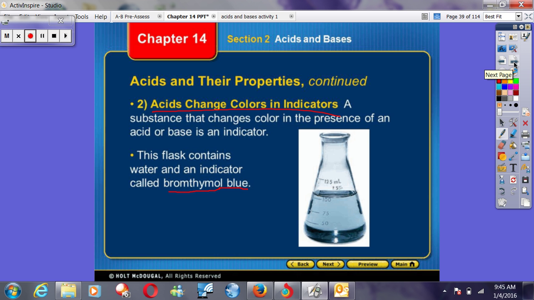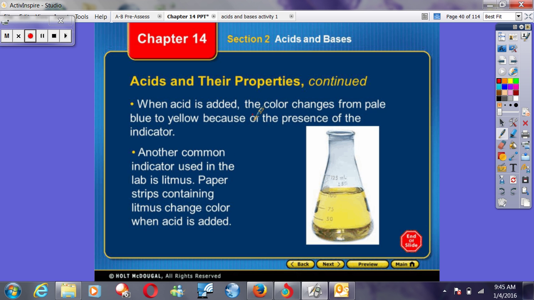On this next page, when an acid is added, the color changes from that pale blue to yellow, because of the presence of an indicator. Sometimes instead of yellow, it might change to that red color. If anything changes to red or to yellow, we'll call it an acid. Just keep that in mind.